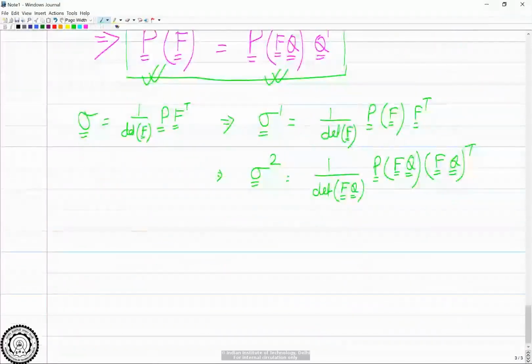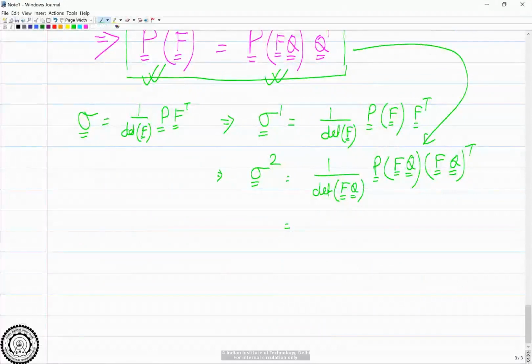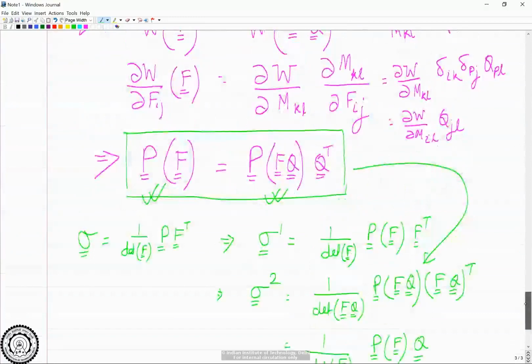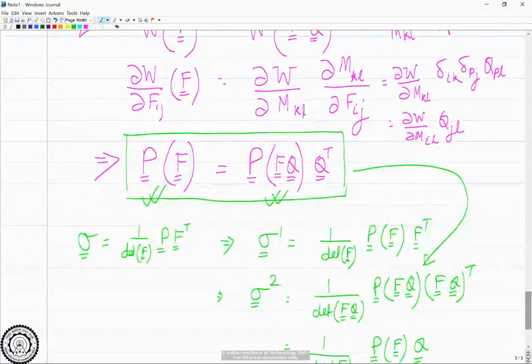Now, using this thing here, and then also the determinant of FQ is determinant of F into determinant of Q, but then determinant of Q is 1 because of rotation, so it becomes 1 by determinant of F into, this is P into F, P of F into Q. Is that okay? I hope I haven't made any mistake.